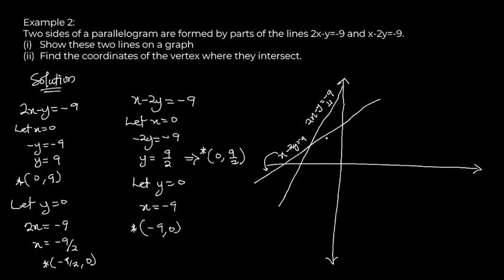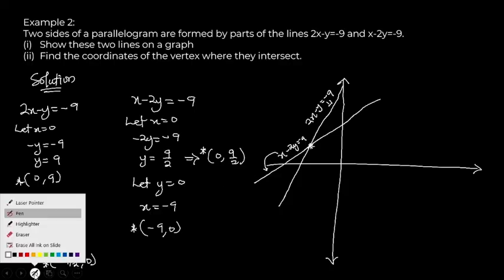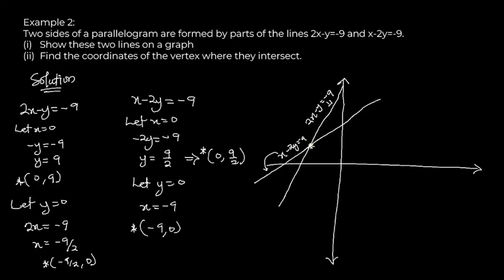Alright, so the next thing we have to do is to find the coordinates of the point where they intersect. Let me use another color for that. If you draw this on the graph really well, you can easily trace the x and then the y coordinates to get your answer. But since this is just a rough sketch, we need to solve the equations simultaneously in order for us to get the coordinates. So let's go ahead and do that.